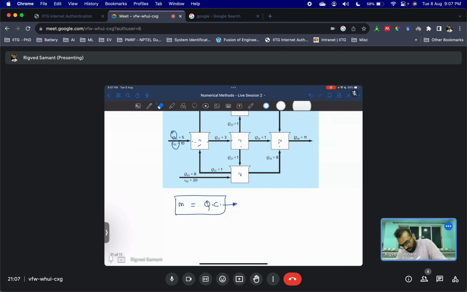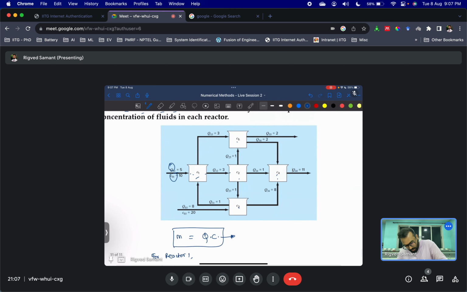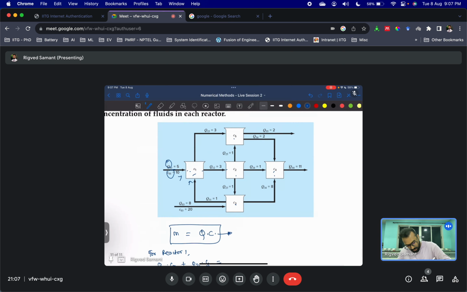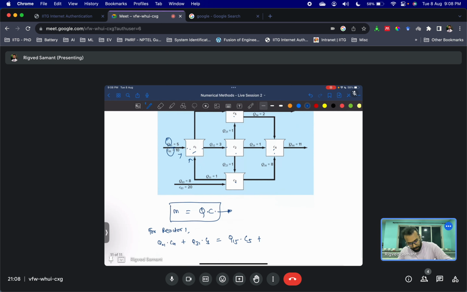So for reactor 1, the mass flow rate should be constant in and out. So Q01 into C01 is coming in, and Q31 into C3 is also coming in. This should be equal to whatever is going out, that is Q15 into C5 plus Q12 into C2. You got this?